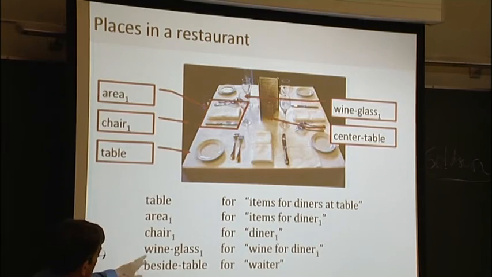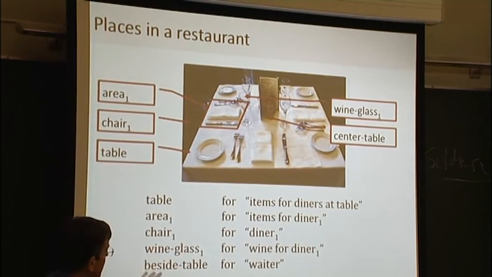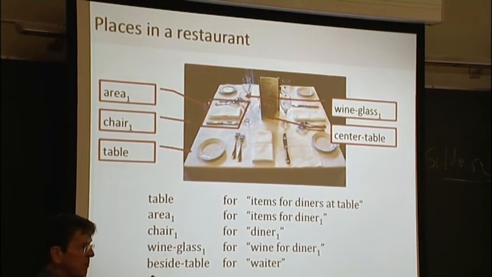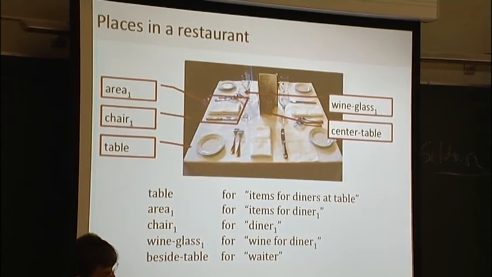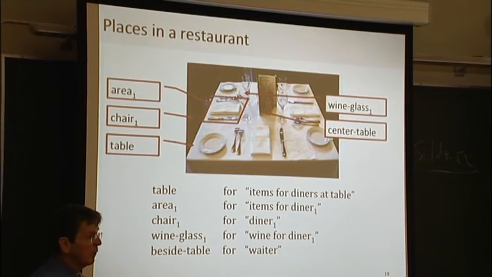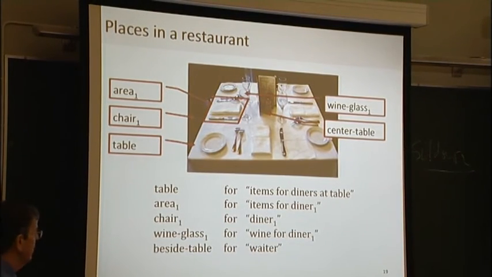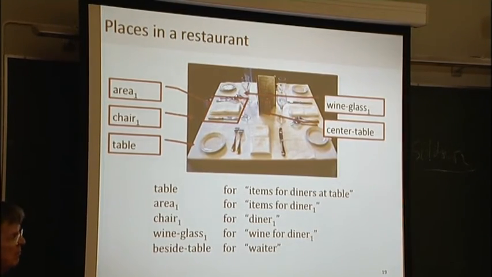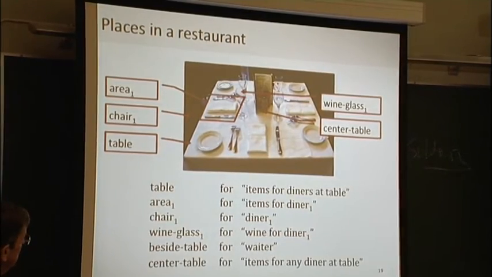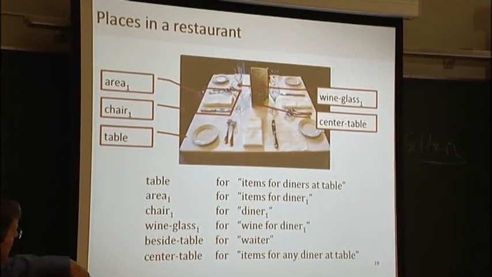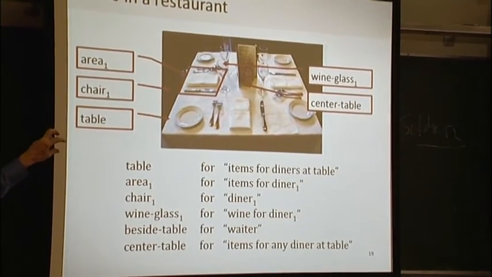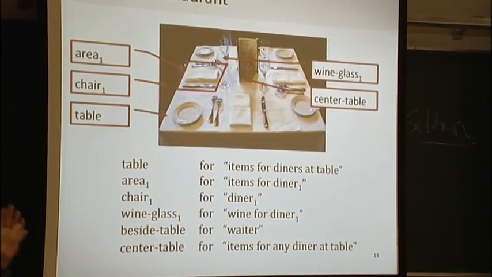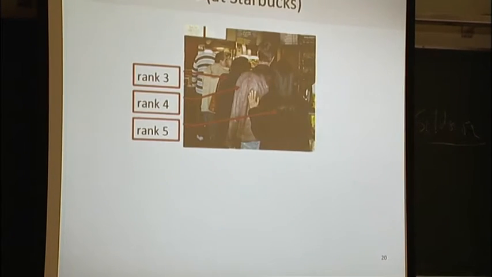And beside the table, a waiter will come up and stand beside the table, and that is a place for the waiter. The waiter doesn't come and sit down at the table. There are things that are done by placement, by positioning. In this case, I'm talking about the placement here. And the center of the table holds items for any diner at the table. So there's a wine menu in the middle, and anybody can pick it up.